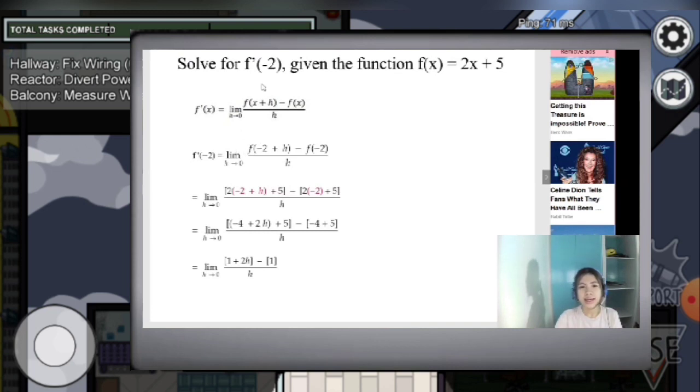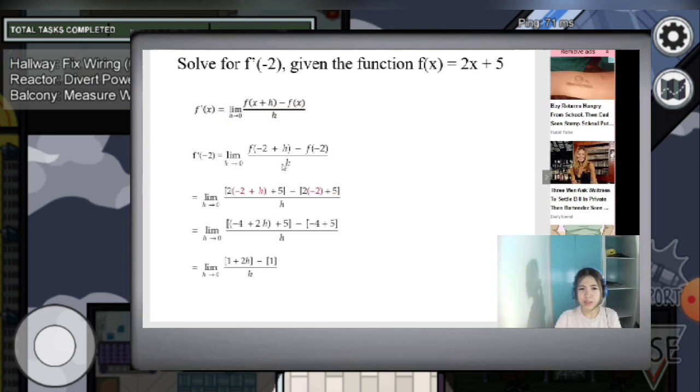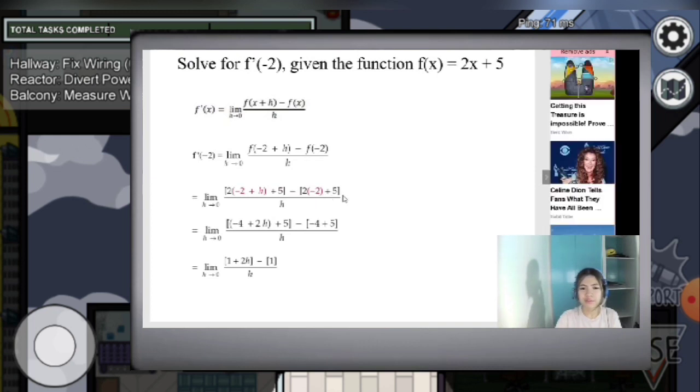and the first thing we have to do is to substitute this negative 2 to the x. So we're going to get f of negative 2 plus h minus f of negative 2 all over h. Then we're going to substitute this negative 2 plus h and negative 2 to this function. So it will be 2 of negative 2 plus h positive 5, and we're going to substitute this to this. So we're going to get 2 of negative 2 plus 5.